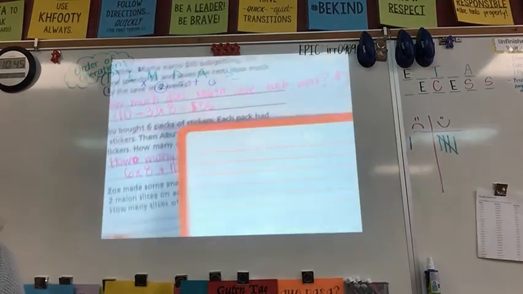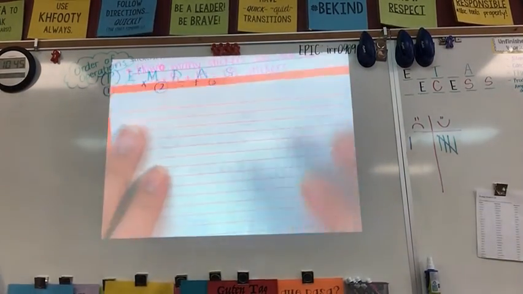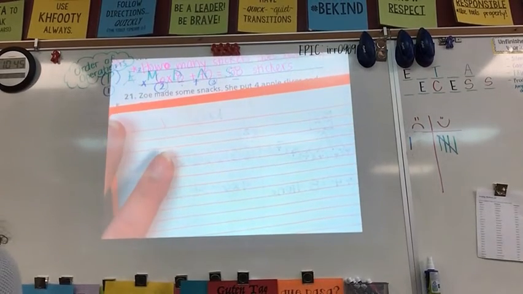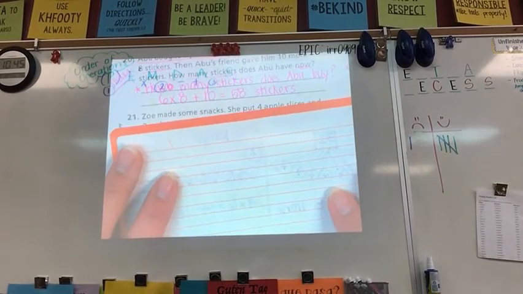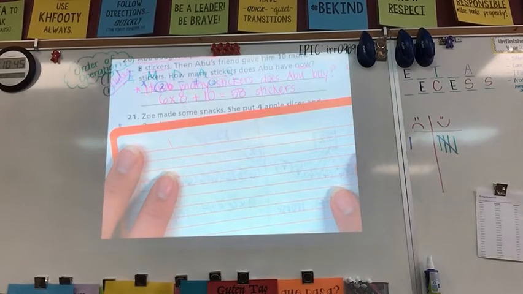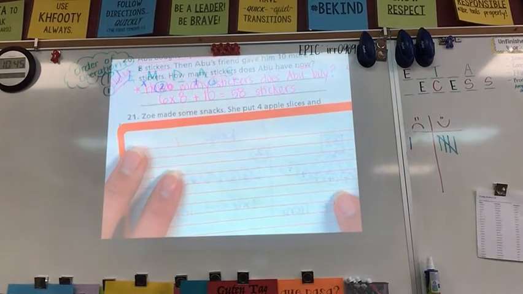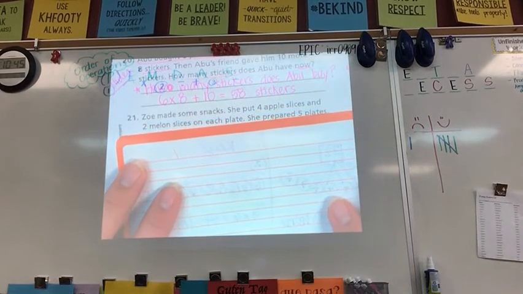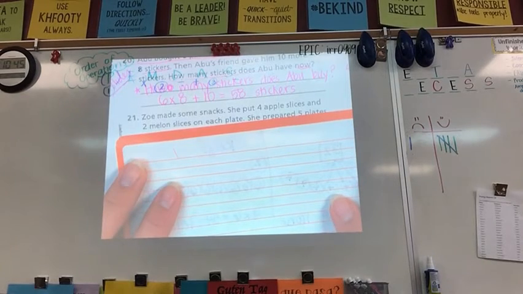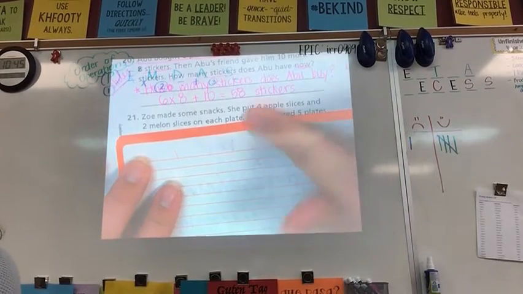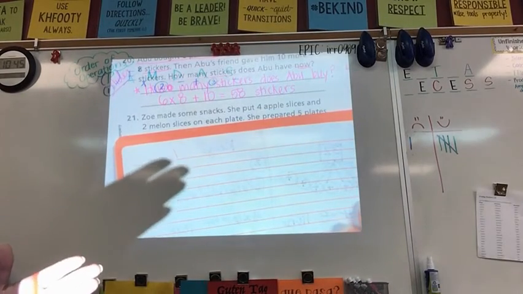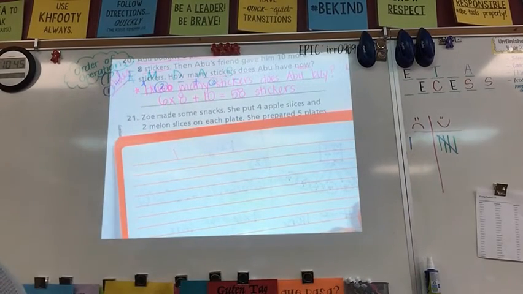Number 21. I'm just going to stop after the first 2 sentences because I think that's going to be way easier for our brains. Are you ready? Yes, we are. Zoe made some snacks. She put 4 apple slices and 2 melon slices on each plate. If we ended after those first 2 sentences, who's got a question for me?